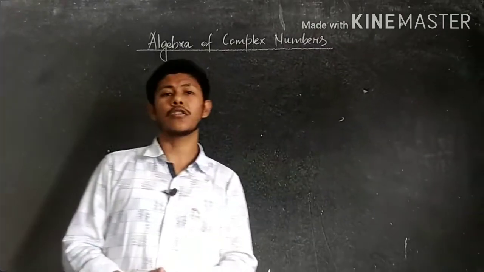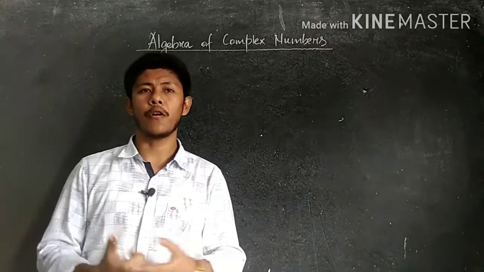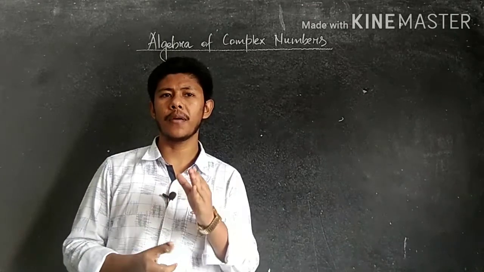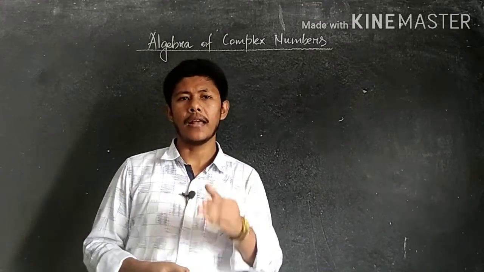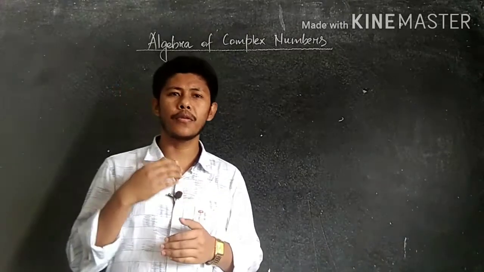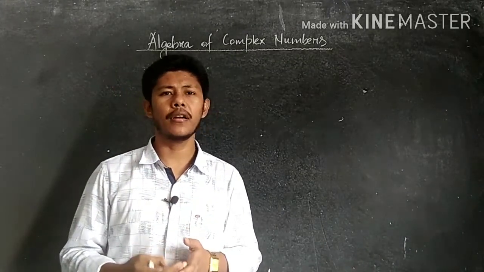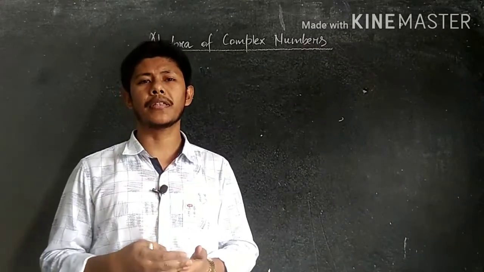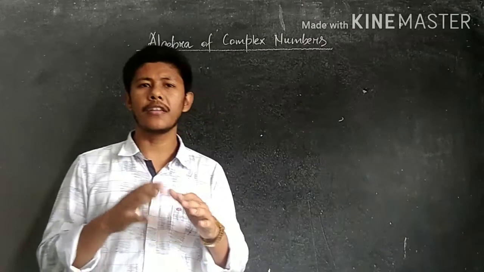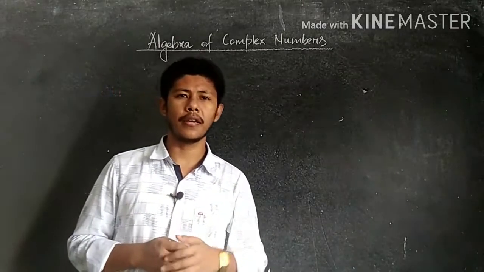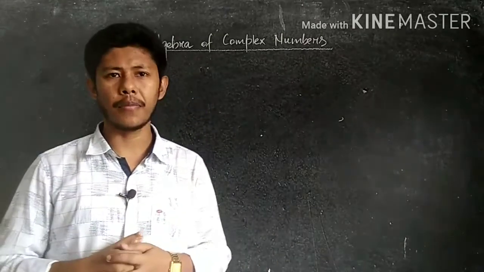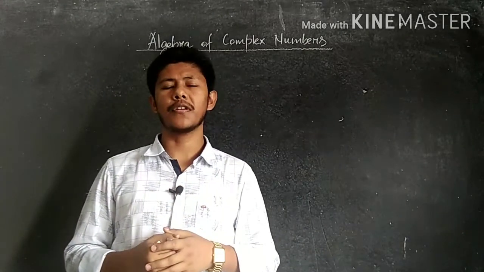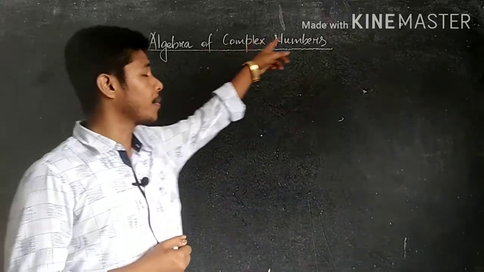Okay. So the next topic is algebra of complex numbers. In algebra of complex numbers, first of all we have to know what algebra is. Algebra mainly means we have to do 4 operations: addition, subtraction, multiplication and division. We have done this type of sums in 6, 7, 8 or in 9, 10. So now, first of all, we write algebra of complex numbers.